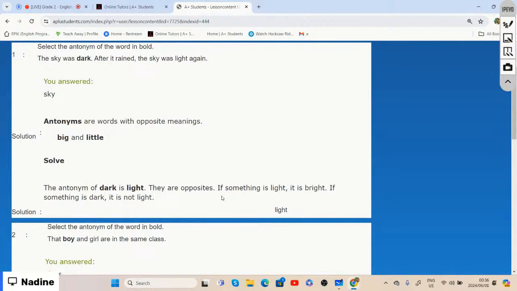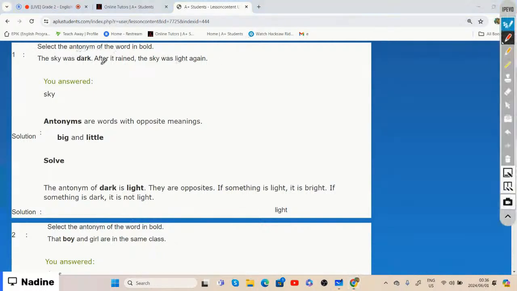So let's say the sky was dark. So dark. Look at this word dark, right? We need to find the antonym of the word dark. It says the sky was dark. Do we say after it rained or the sky was light again? So no, the sky was dark, right? So do we say after it rained the sky was light again? So now we need to identify the antonym in that sentence.